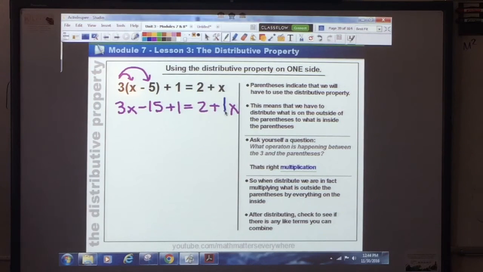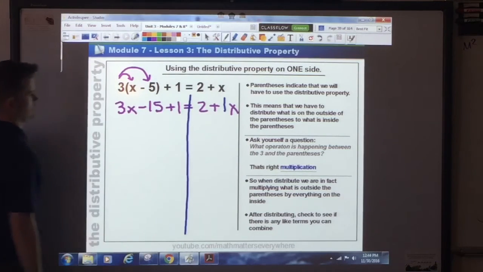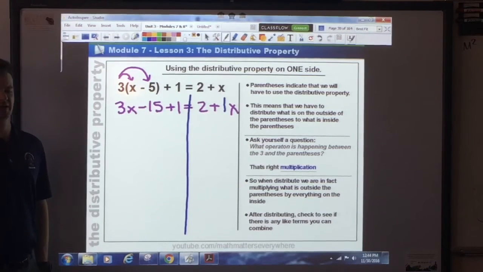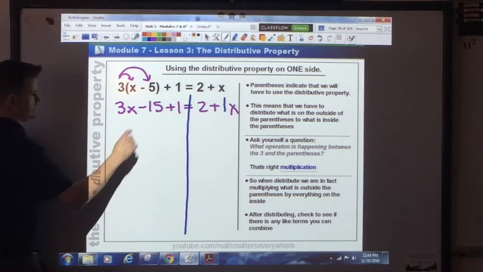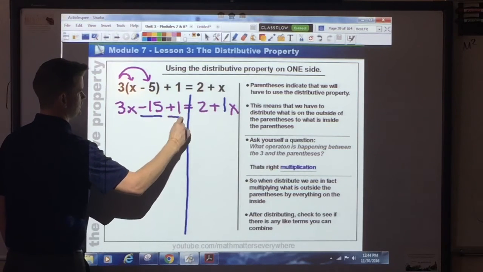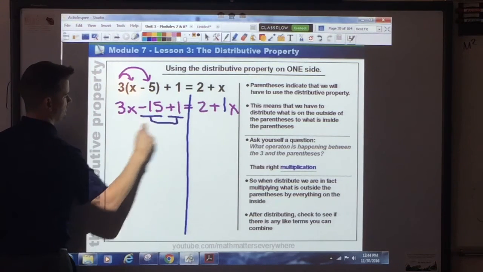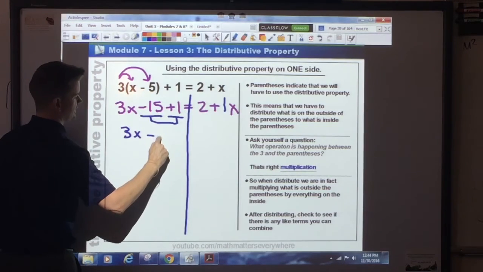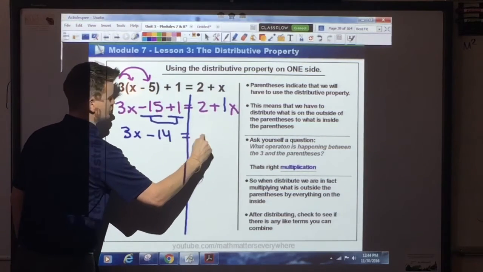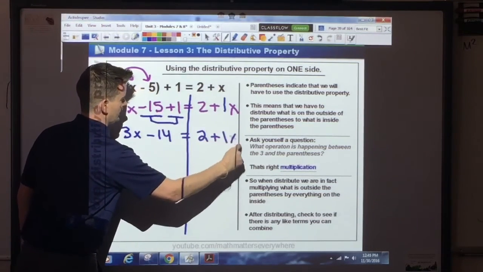Now that I'm doing this, this goes back to the last lesson. I have an equation with variable on both sides. Are there any like terms that I can combine? Yes or no? Yes. Yes, on which side? On the left side. I can combine these two constants, negative 15, positive 1. When I combine those, I'll end up with 3x minus 14 is equal to 2 plus 1x.